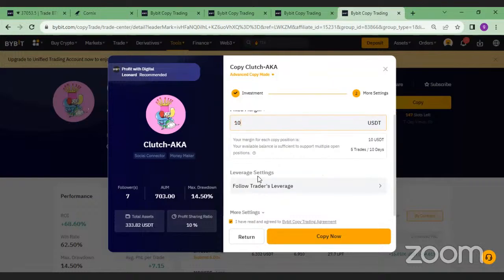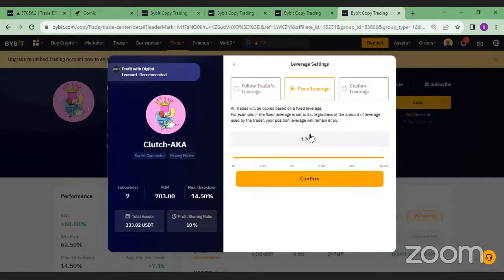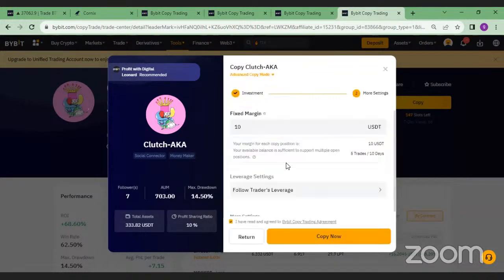And then where it says leverage, it tells you to follow the trader's leverage. Some of the traders do 50x, 100x, and all of that. You want to be safe on your own side by using fixed leverage, and then you can put your leverage here. But if you are comfortable following the trader's leverage, why not? You can go ahead and do that. So you can use fixed leverage or follow the trader's leverage.